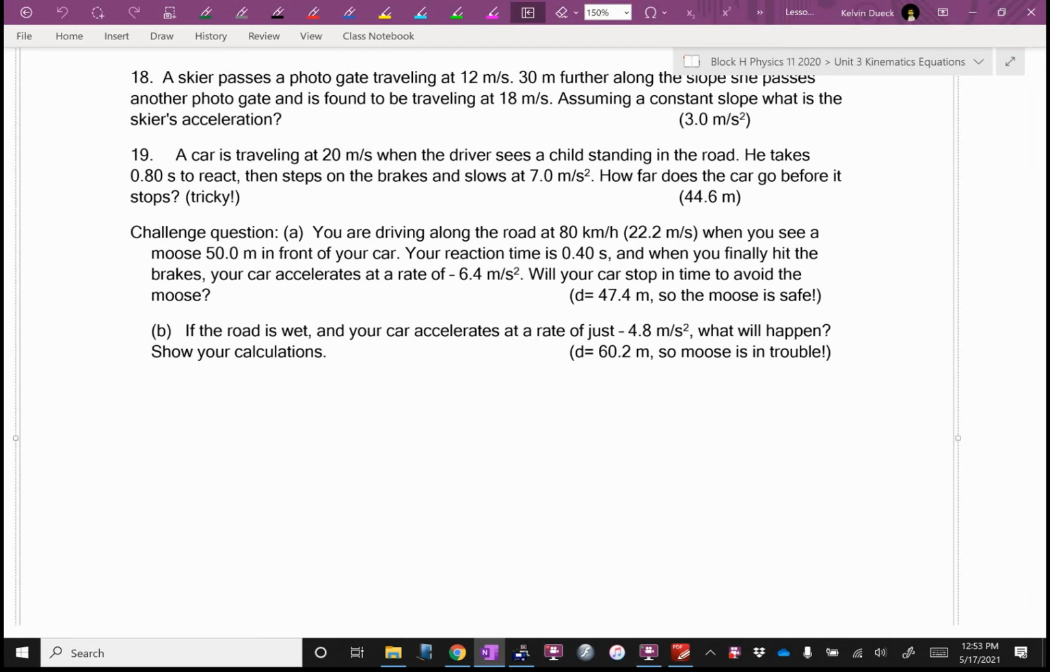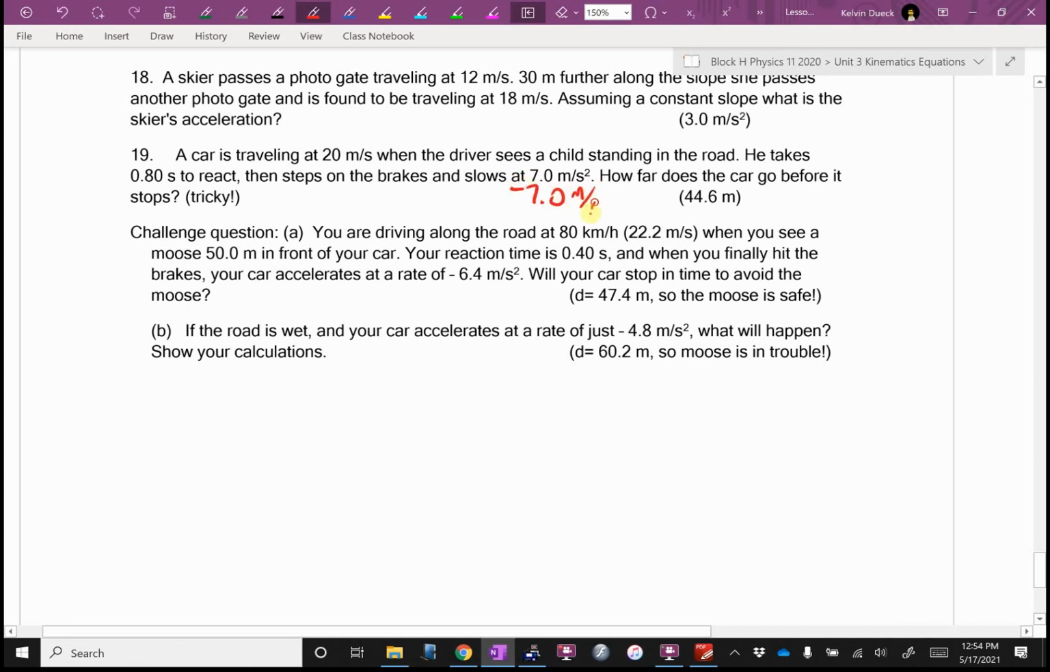Number 19 says this: a car is traveling at 20 meters per second when the driver sees a child standing in the road. He takes 0.8 seconds to react, then steps on the brakes and slows down at 7 meters per second squared. One of the first things I noticed here is I saw slows down. So Manraj, I said -7.